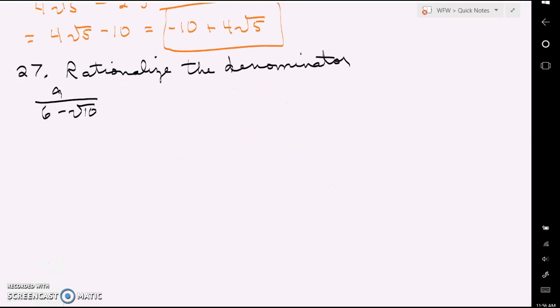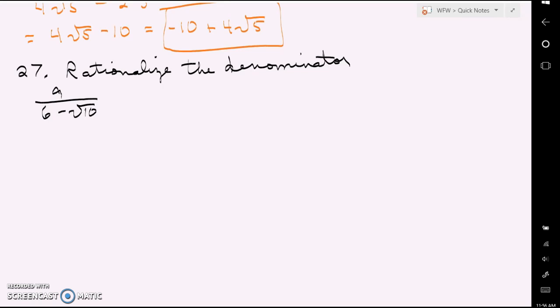In number 27, keep in mind that a denominator cannot have a radical in it for the expression to be simplified. So this problem could ask you to simplify. In this case, it's giving you a hint. It says rationalize the denominator.